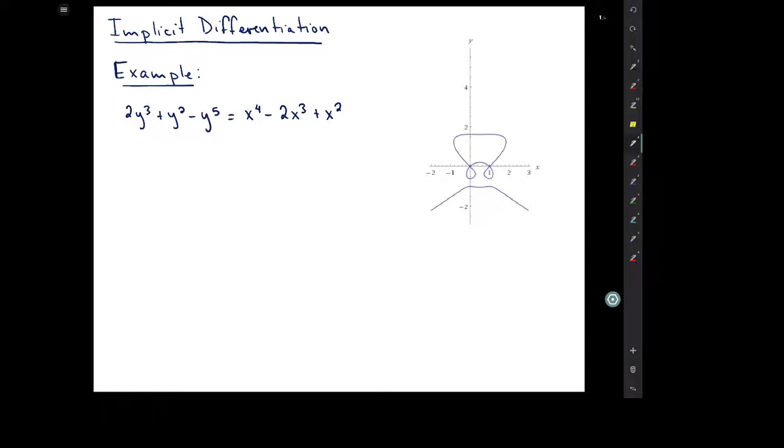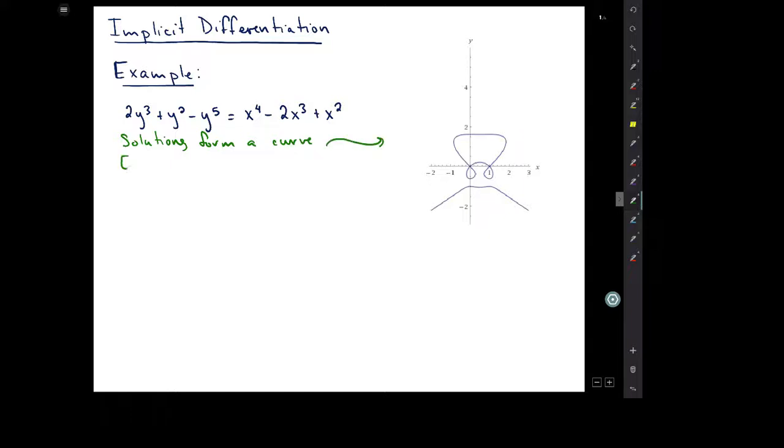And we can talk about the solutions of this equation, meaning pairs of points x comma y that we can plug in. And these solutions form a curve, and that's the curve that you see at the right here. So the solutions of this equation form a curve.